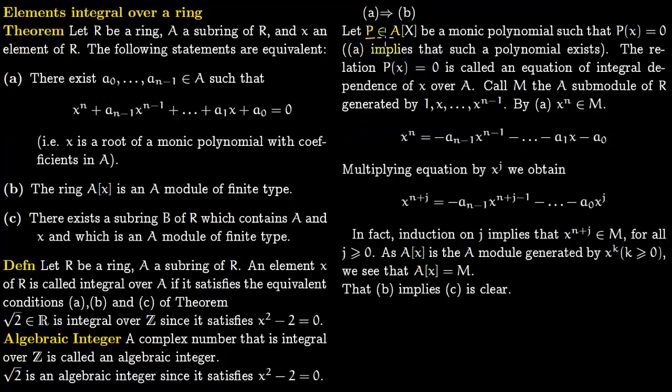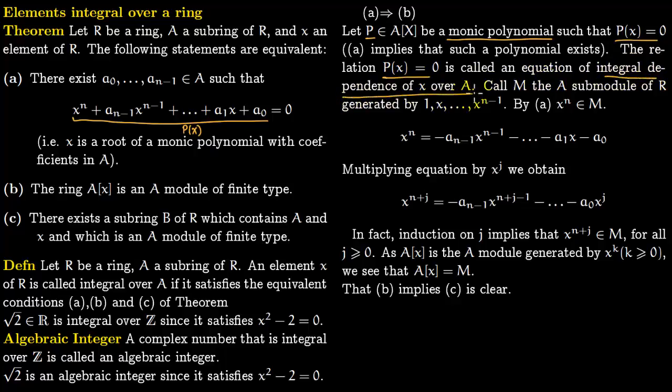So say p is some polynomial. It is a monic polynomial such that p of x is 0. We are precisely going to take this monic polynomial. So this is our p of x, which is 0. So the relation p of x equals 0 is called an equation of integral dependence of x over A.